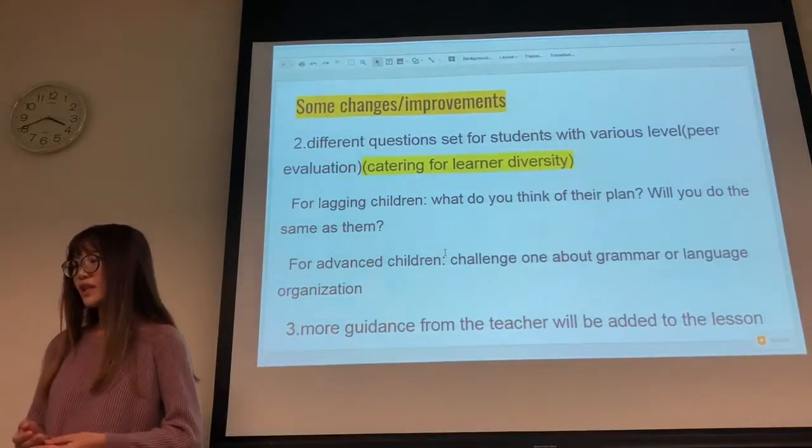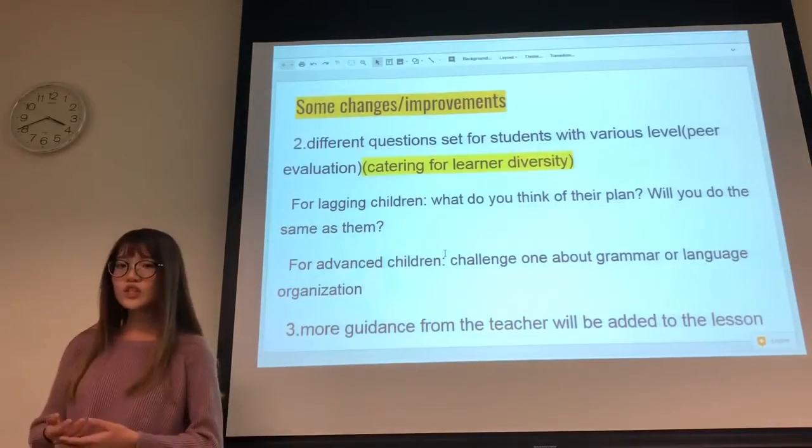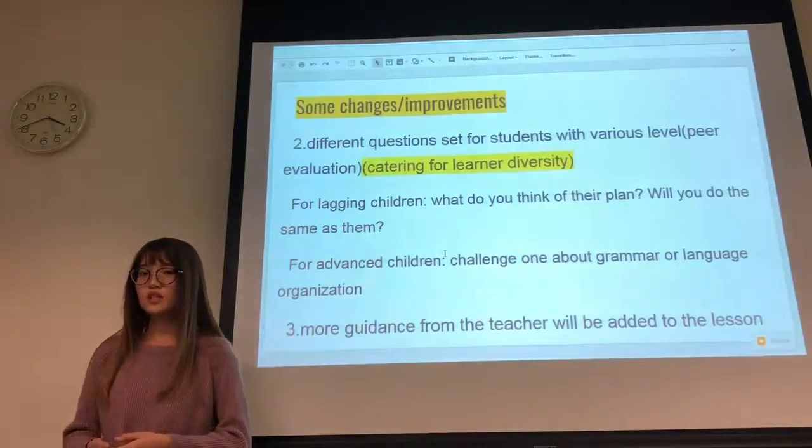And lastly, more guidance from the teacher will be added to the lesson by giving some guiding questions like, what other vocabulary can you think of to describe this attraction?